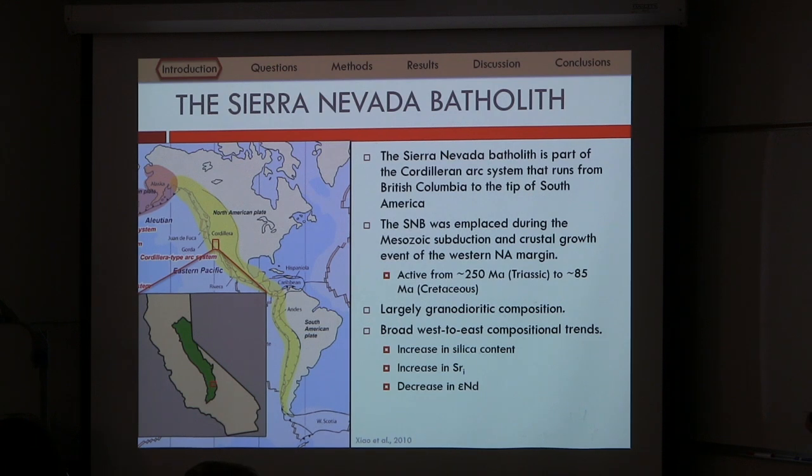The Sierra Nevada arc was active during the Mesozoic, during the major crustal growth event, from about 250 million years ago in the Triassic to about 80 to 85 million years ago in the Cretaceous. It's largely granodioritic in composition, or at least what's exposed now, and it has broad east to west geochemical trends that go from lower silica and potassium contents in the west to higher silica and potassium in the east. Also isotopic trends, such as an increase in initial strontium values toward the east and a decrease in the epsilon neodymium values.